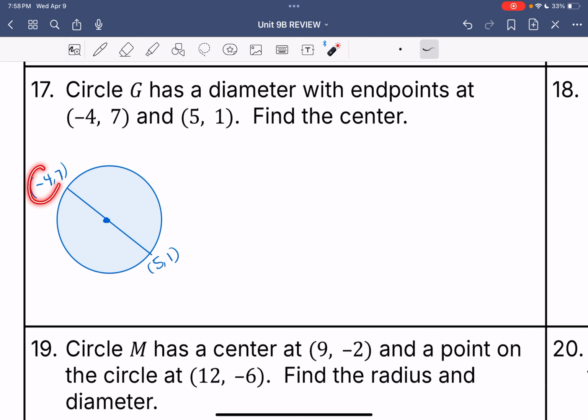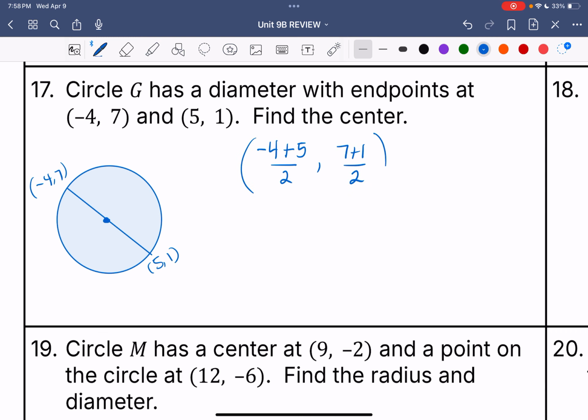So first you look at the halfway point between the x's. So -4 plus 5 and then divide by 2, comma. Do the same thing with the y values. 7 plus 1 and then divide by 2. So when I do the math here, this is going to get me a decimal, which is okay. I think the one on the test is going to be a decimal too. This gives me 0.5, comma, 4.